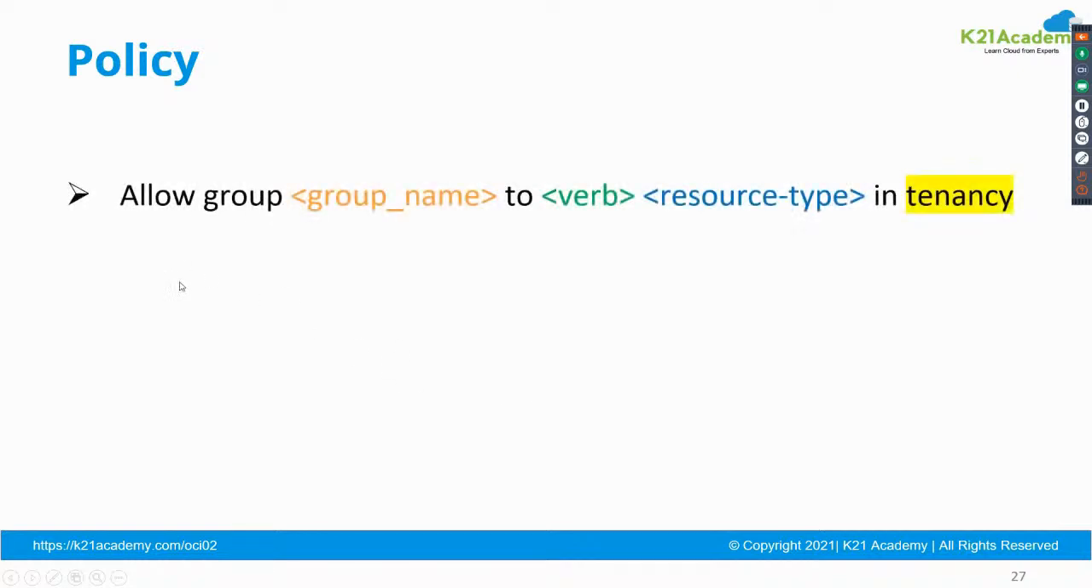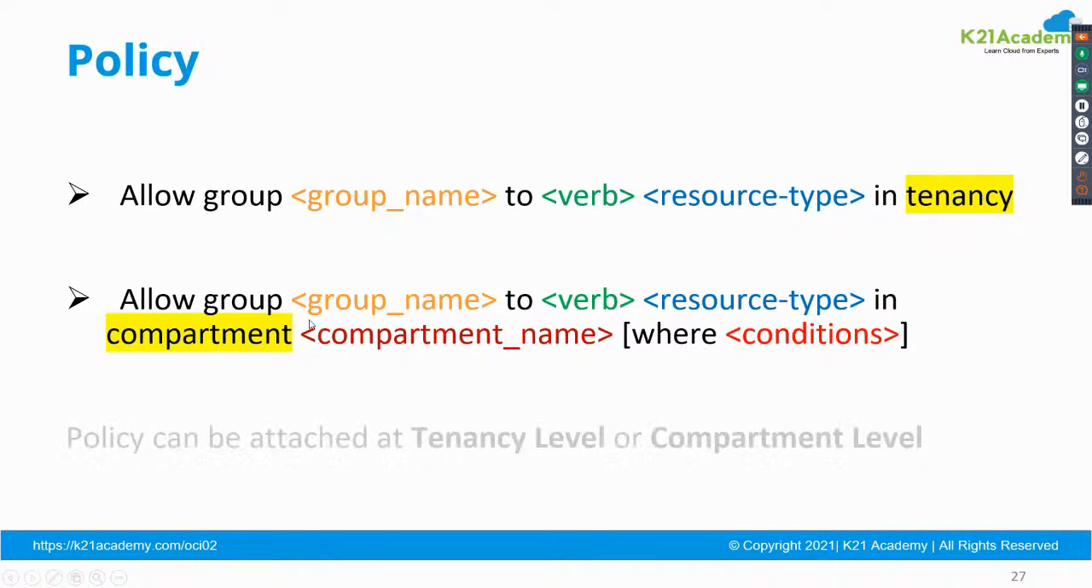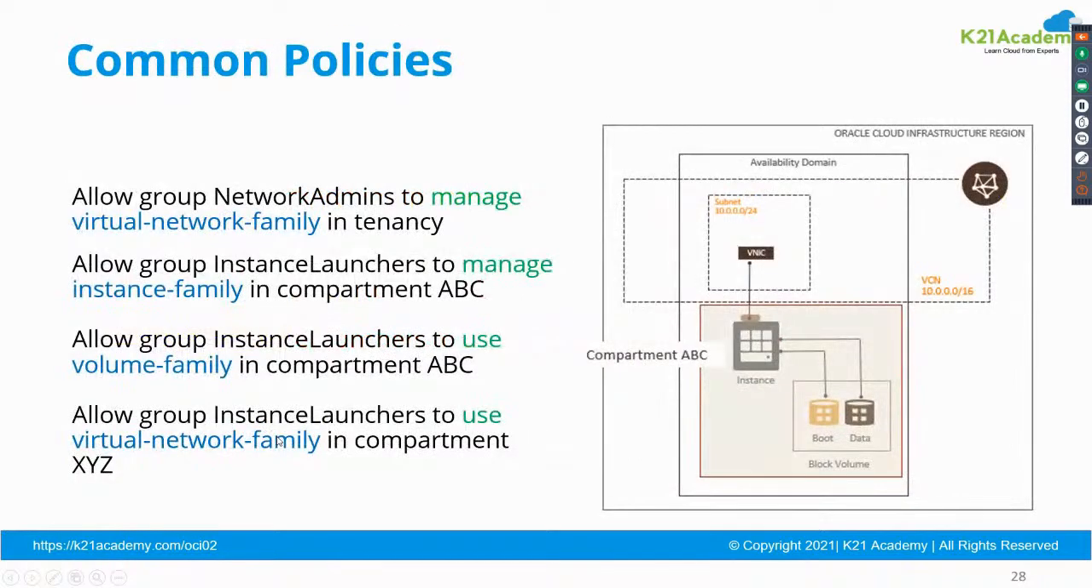So a simple policy will look like that. Allow group name. See here again, the group we are adding it to. The policies we are adding to the group. So something like that you can have either at the tenancy level or at the compartment level. Right. So here are some of the common policies you can see.